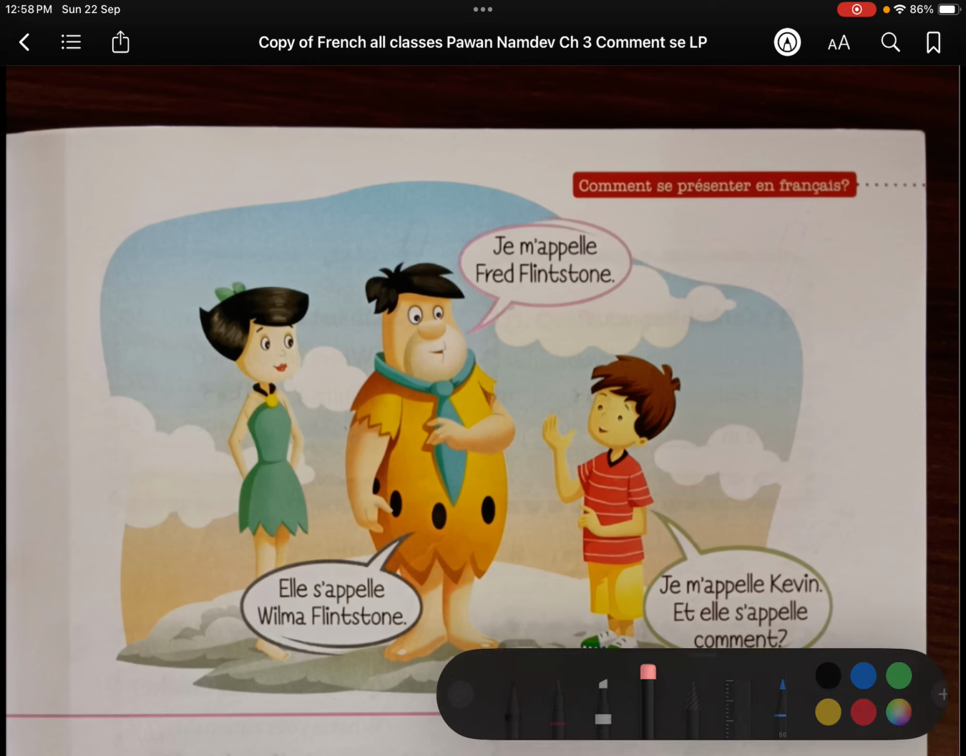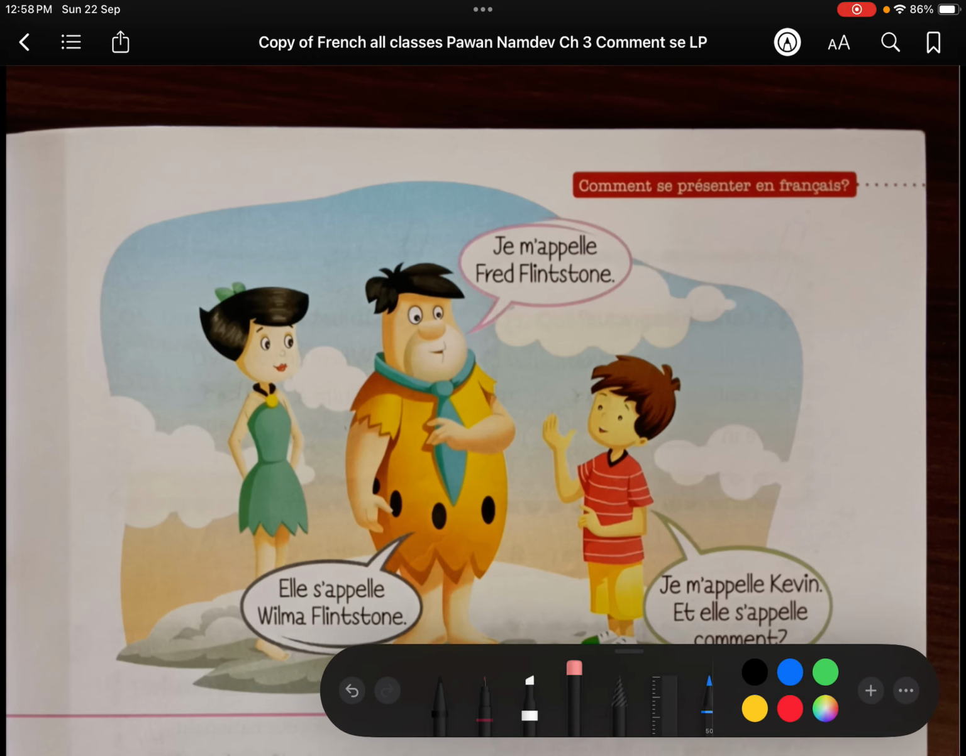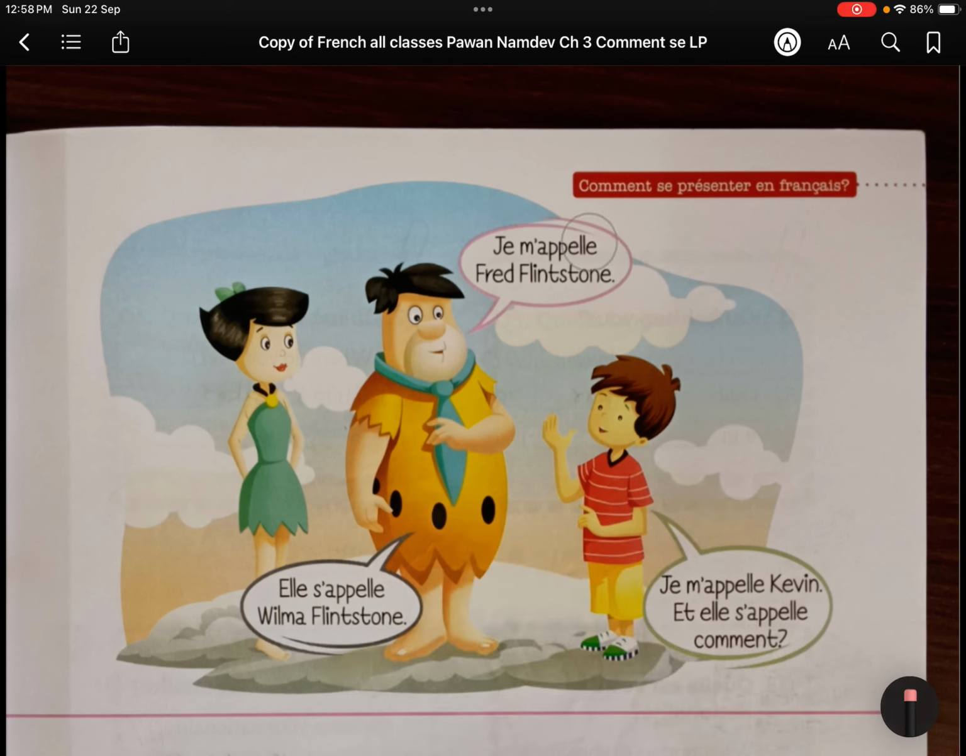Je m'appelle Fred Flintstone. Clear, guys? I call myself Fred Flintstone. And she calls herself: S apostrophe is for herself. Here we are having elle, that is why this S apostrophe means herself, because we are having the pronoun elle. Elle means she. Elle s'appelle Wilma Flintstone, she calls herself Wilma Flintstone, the name of this lady.